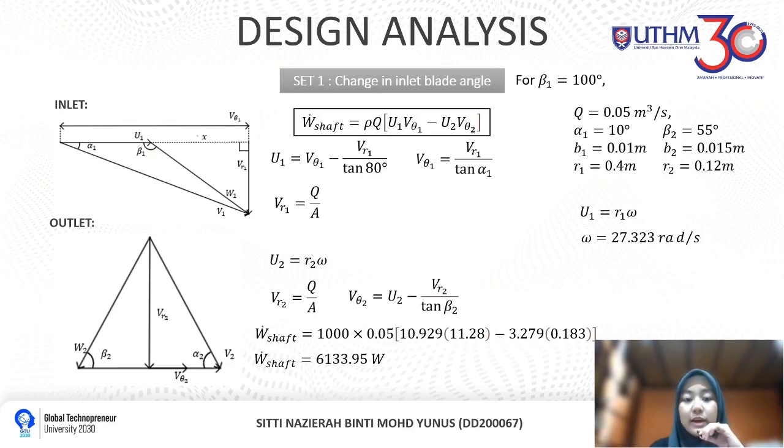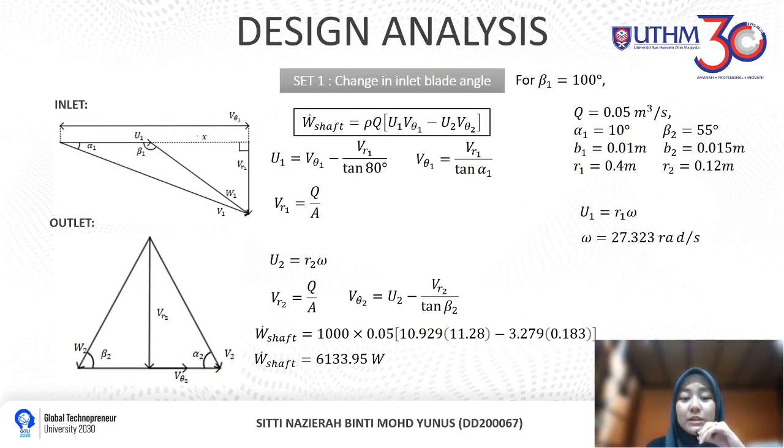So for the design analysis, we have 3 sets. The first set is to change the inlet blade angle, with 10 calculations for each set. For set 1, I will present one example only, for the inlet blade angle of 100 degrees. The flow rate Q is 0.05, alpha 1 is 10 degrees, beta 1 is 55 degrees, B1 is 0.01 meter, B2 is 0.015 meter, R1 is 0.4 meter and R2 is 0.12 meter. These parameters are fixed for the 10 calculations.